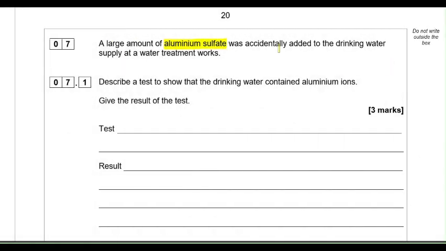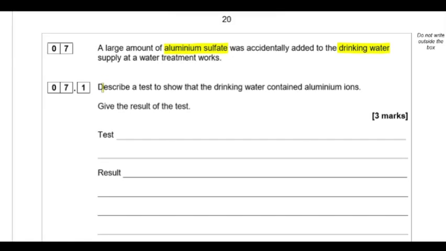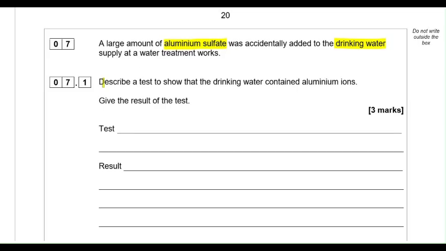Over the page, 7.1. When a large amount of aluminium sulfate was accidentally added to the drinking water supply at a water treatment works. 7.1. Describe a test to show that the drinking water contained aluminium ions. Give the result of the test for 3 marks.